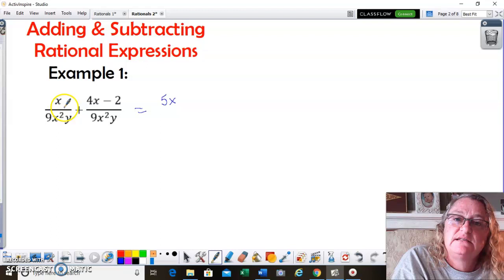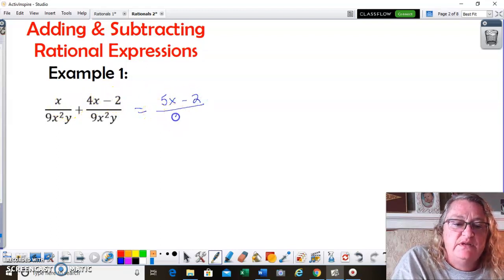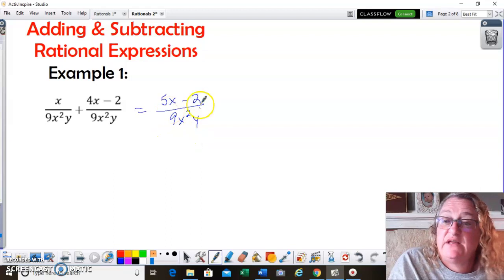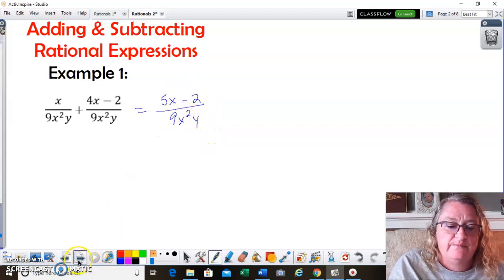I don't have a constant here, but I do on this one, which is a negative 2. And then I keep the denominator the same. Now with all of this, we want to do what we were doing in the last lesson, which is look to see if it can be simplified. This one can't be simplified any further, so we're good. Let's go to the second example.